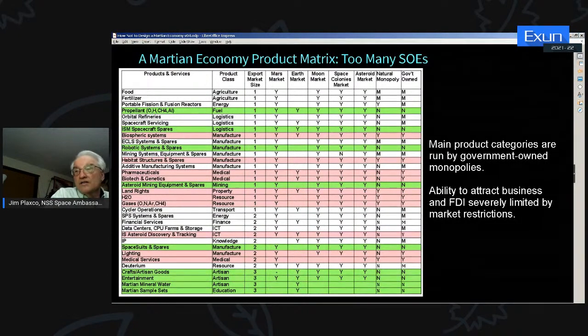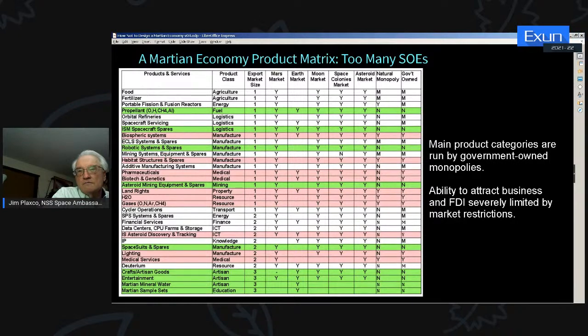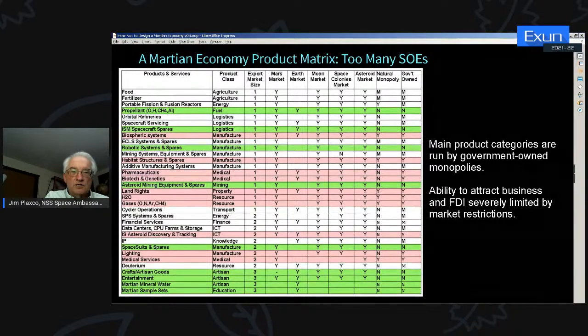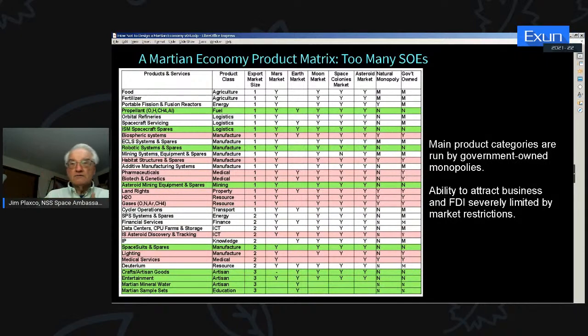and those were the 2 categories. There's 3 categories here. The M's are ones for which no final determination had been made. But as you look through this chart, green is everything that is our industries that are allowed to be privately operated, hence competitive. But you'll see that for the most part, these industries are not core industries. Artisan goods, entertainment, Martian mineral water, Martian sample sets. Those are not mission critical industries. So I found the dominance of state-run monopolies completely at odds with the concept of designing an economy that would attract businesses and capital investment in Mars while leading the way in innovation.